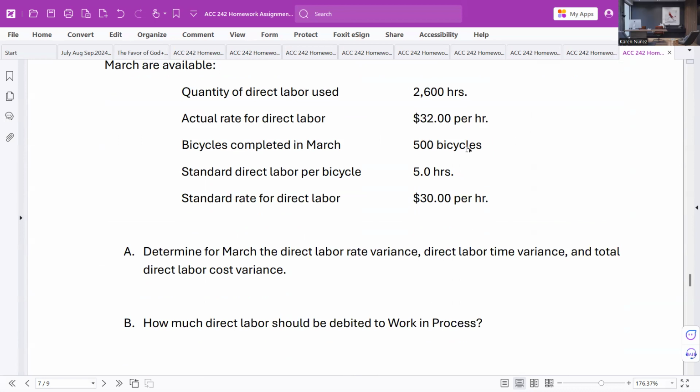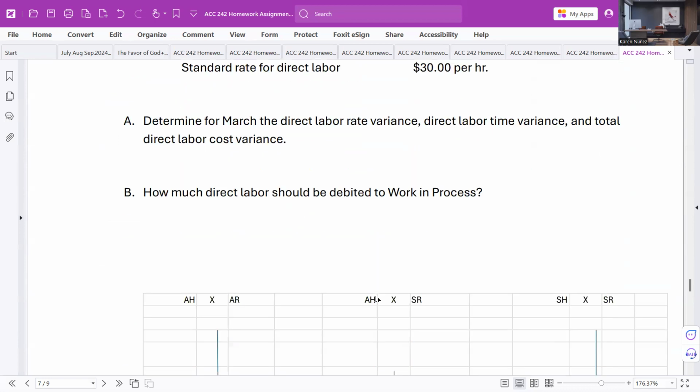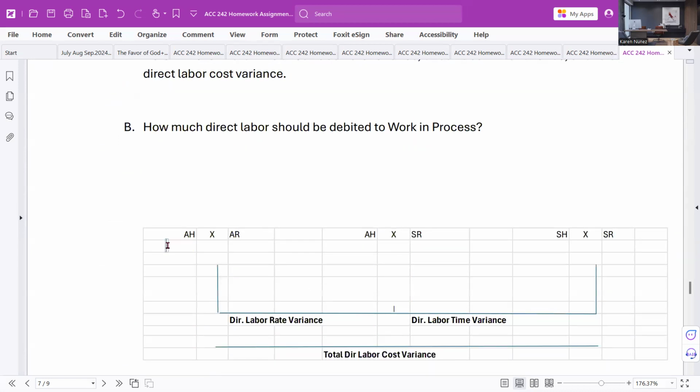So the actual at actual. They used 2,600 hours at $32 an hour, and they should have paid $30 an hour. So the actual at actual, 2,600 at $32. That labor actually cost them 83,200. What should it have cost them? Well, those 2,600 hours should have only cost them $30 each. They spent too much. So we're going to have, in this case, an unfavorable labor rate variance because the labor cost too much. They spent $2 more an hour than they should have.